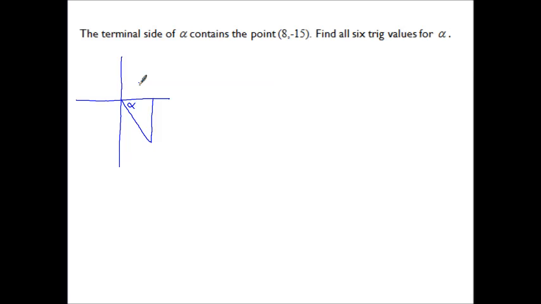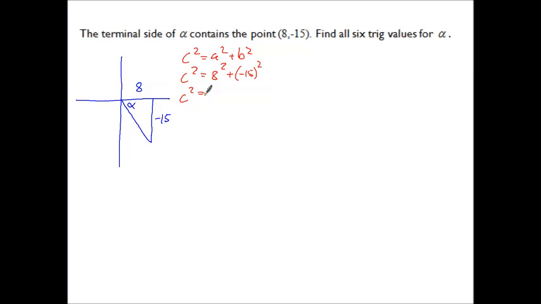The x-coordinate is 8 and the y-coordinate is negative 15. So now we need to find the length of our hypotenuse. And how do we do that? Of course, with our Pythagorean Theorem. C squared is equal to a squared plus b squared. C squared is the hypotenuse, that's equal to 8 squared plus negative 15 squared.